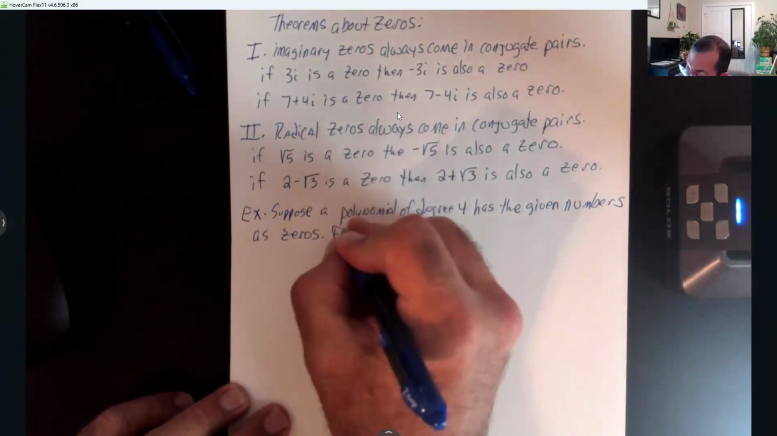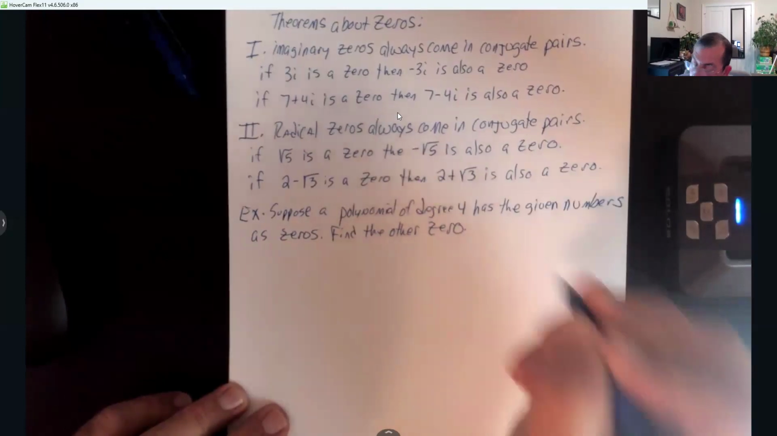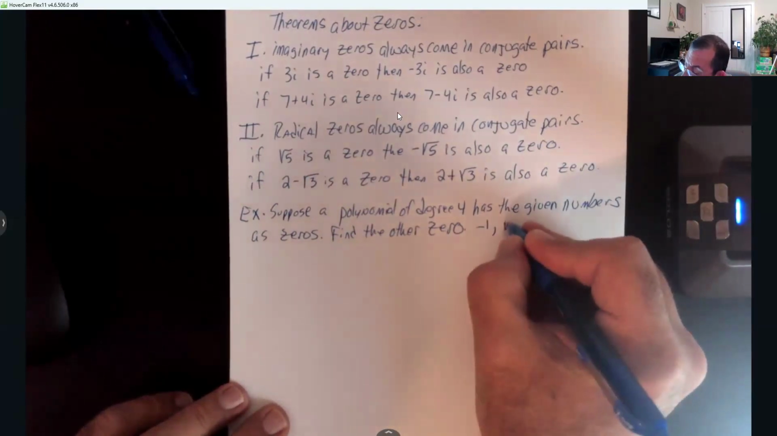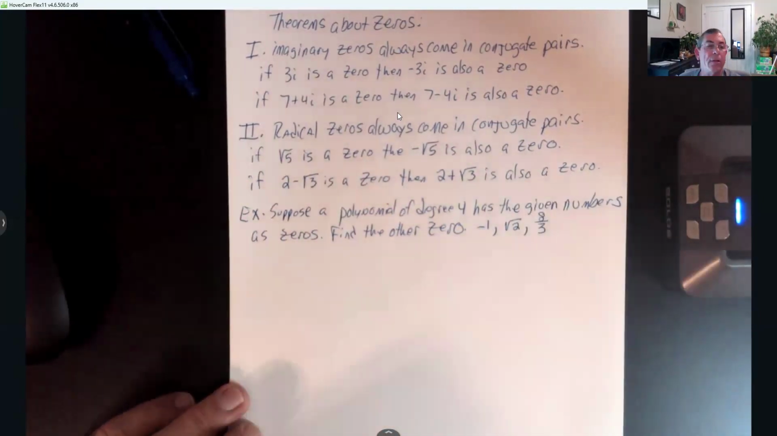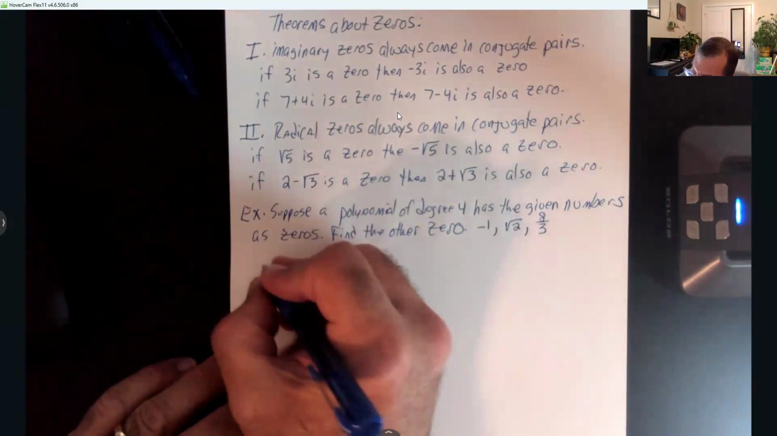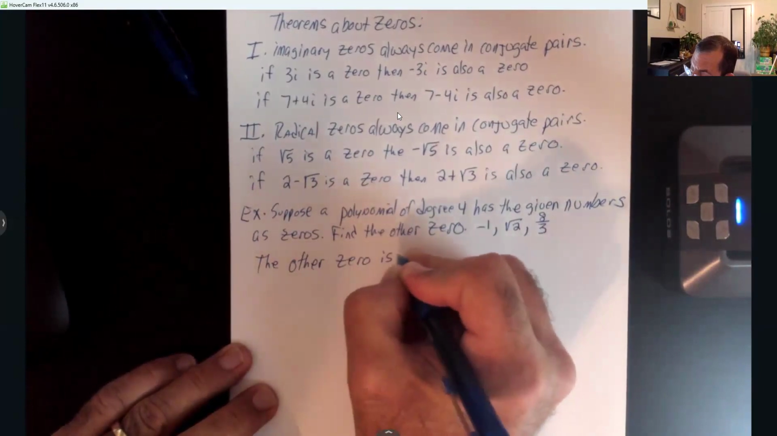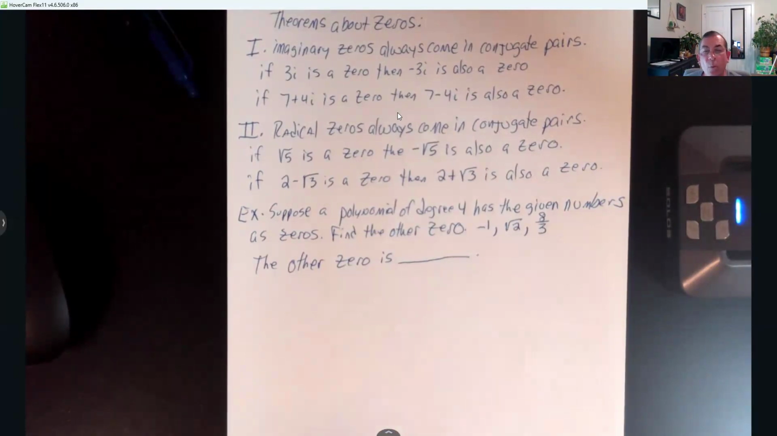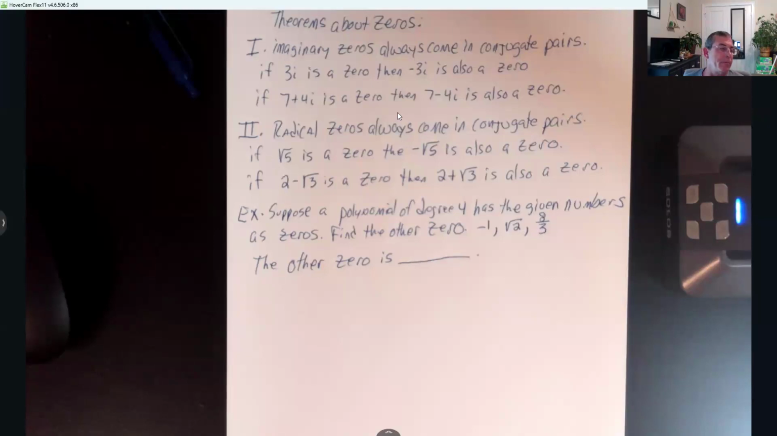They want us to find the other zero. So y'all, the zeros they're giving us are -1, square root of 2, and 8/3. So the question is, what is the other zero? So the other zero is blank. So y'all, what would my other zero be? They're giving me 3. But based on these 2 theorems, what's my other zero?